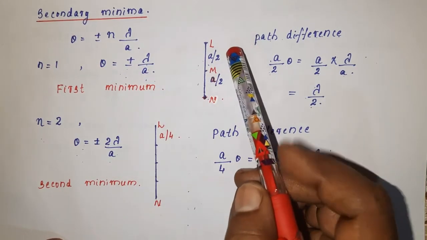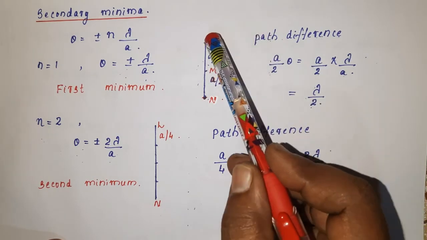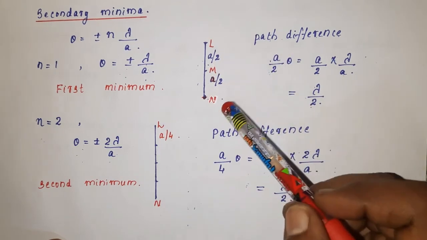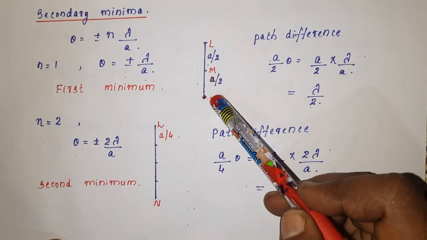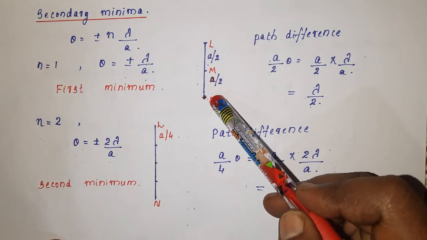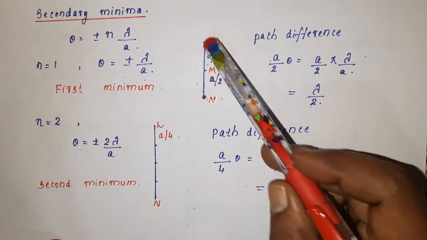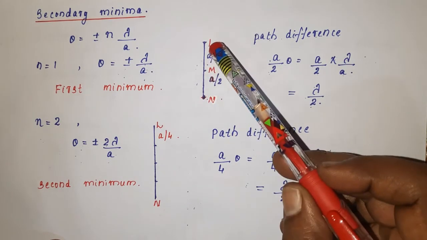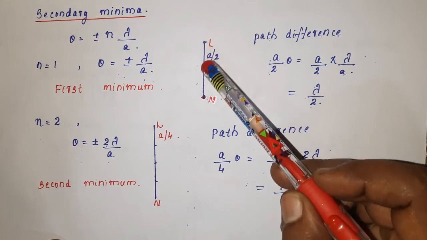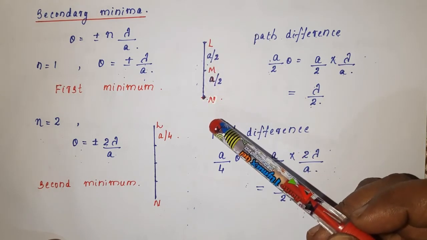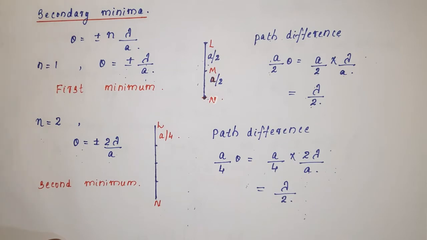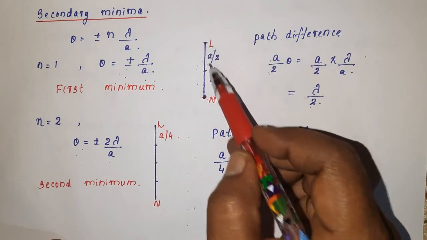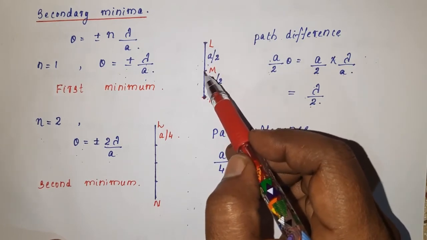Now to explain how this is formed, we will assume the slit to be divided into two equal parts. So in this diagram, LN stands for the slit whose width is a. Now we assume that LN is divided into two equal portions, LM and MN. So the width of those two portions will be a by 2. Now consider two waves starting from the points L and M. The separation between L and M is a by 2.